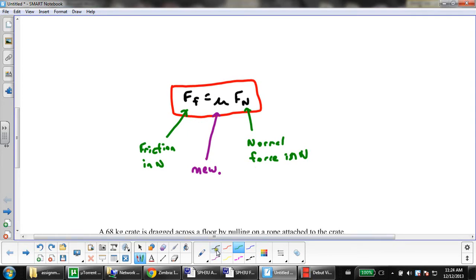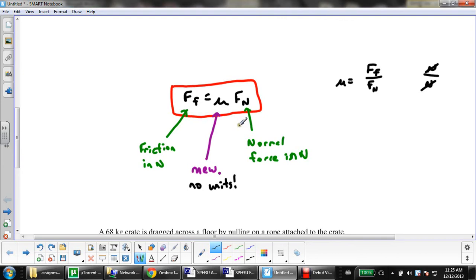Mu, if I was to rewrite this formula and solve for mu, I would get that mu is the force of friction divided by the normal force. Right now I'm multiplying, so I bring this over and divide. Units on the top are newtons, the units on the bottom are newtons. I would cancel out the units, so mu has no units. And it's a measure of the friction between any two surfaces.